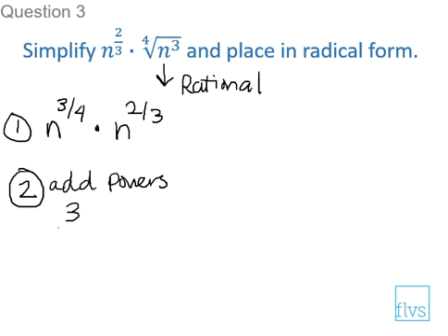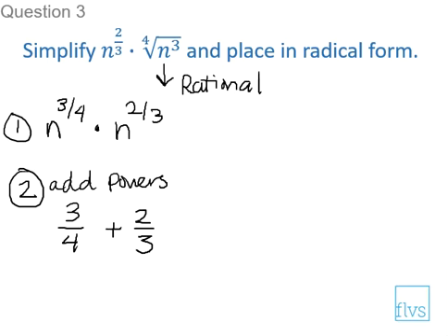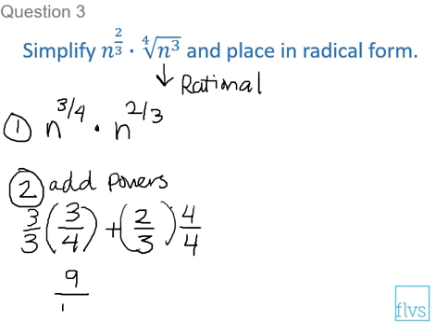So to do that, we're going to do 3/4 plus 2/3. We need to find a common denominator. The common denominator of 4 and 3 is 12. So we're going to multiply the first fraction by 3 over 3 and the second fraction by 4 over 4, giving us 9 over 12 plus 8 over 12. And now we can add them together. We get 17 over 12.